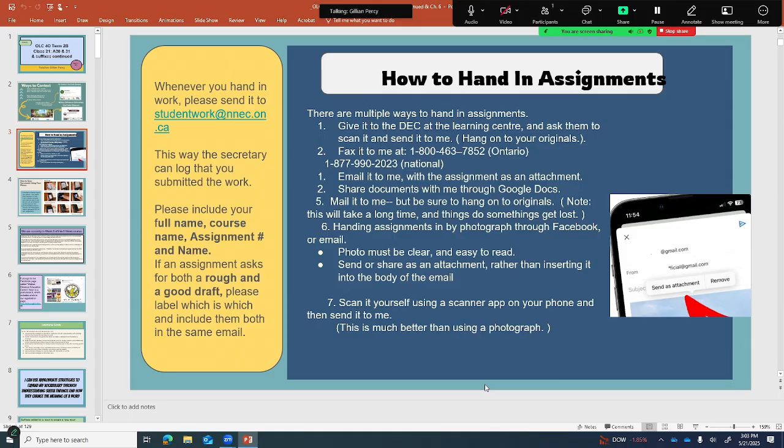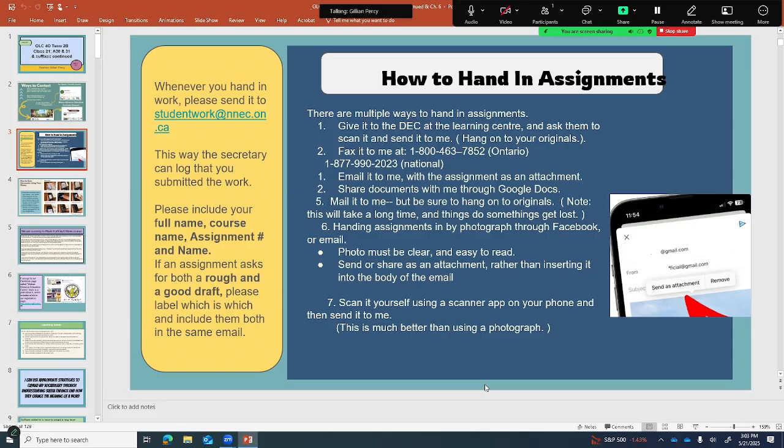It takes too long. Some people also take photographs of their assignments. You have to be careful when you do that. The photograph has to be really clear and easy for me to read. Don't put like 4 or 5 photos on one page. I won't be able to see that. It won't open up nice and big and clear.